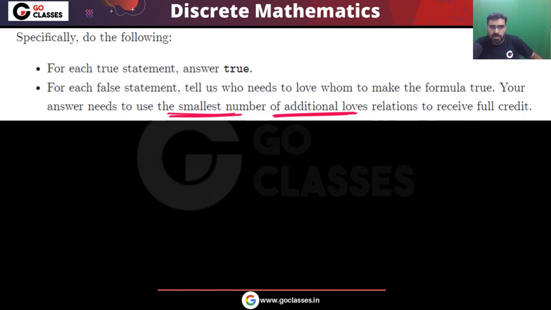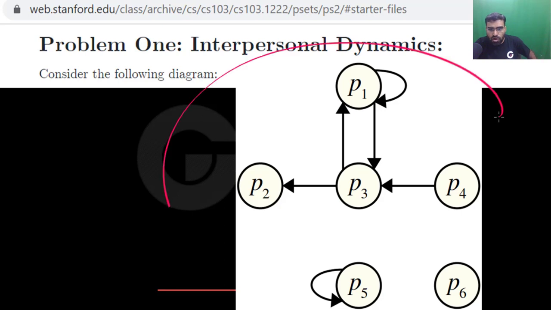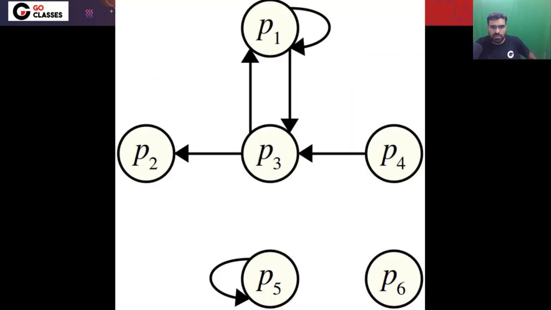So very simple, this is the point. For each false statement, you make it true by adding the minimum number of arrows in this diagram so that this false statement becomes true. And you have to answer what is the minimum number of arrows you need to add, and from where to where. I hope this question is very clear to everyone. This diagram is given to you, you can see it on your screen. So you just try this question.